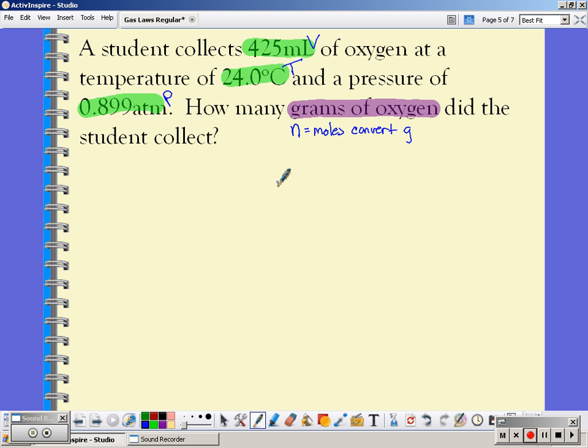Because I'm using the ideal gas law, PV equals nRT, I have to be in specific units. So my pressure has to be in ATM, and it is. My volume has to be in liters, so I need to convert 425 milliliters to liters. King Henry died unusually drinking chocolate milk. I'm going from milliliters to liters. So that's 3 places to the left. 1, 2, 3.